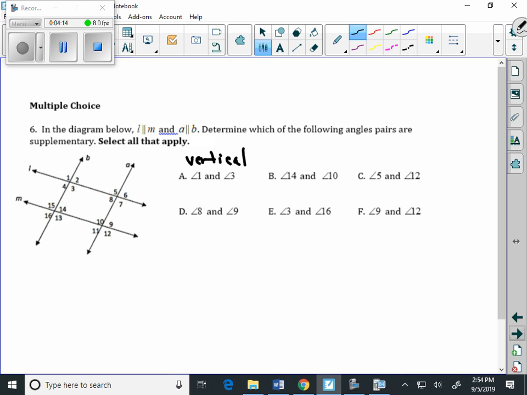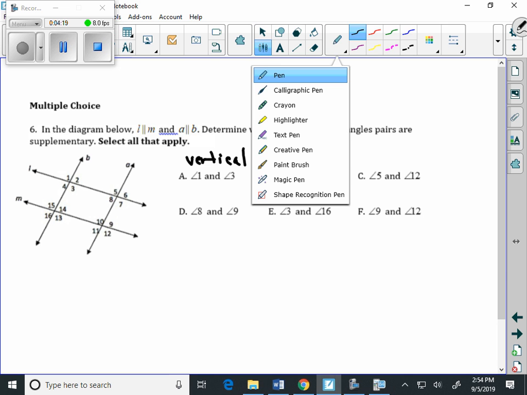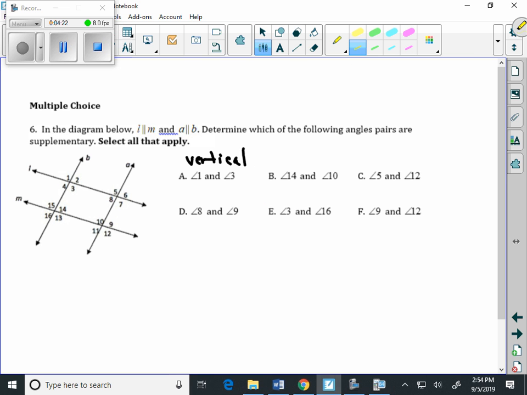Letter B, angle 14 and angle 10. Let me highlight here. Angle 14 and 10. Here's 14, here's 10. And what we see is we have two parallel lines cut by a transversal, and these particular angles are same side interior angles. If you look back at your 2.4 notes, you'll see that same side interior angles are supplementary.